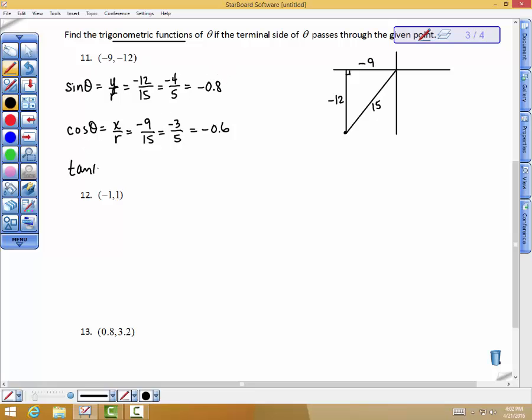And the tangent of theta is defined as y divided by x. In this case, my y value is a negative 12. My x value is a negative 9. A negative divided by a negative is a positive, and I can reduce that to 4 over 3.